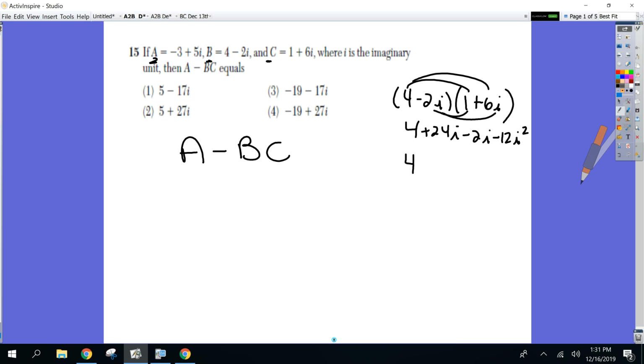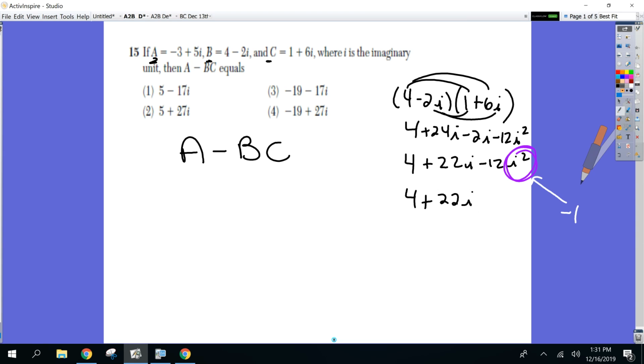Oh, the two middle terms. Yep, combine them. 22i. All right, everyone good? Before I get into this whole i business, we all good up here? All right, you guys remember from last year, i squared was the same thing as negative 1. Yep. So that's going to be 4 plus 22i.